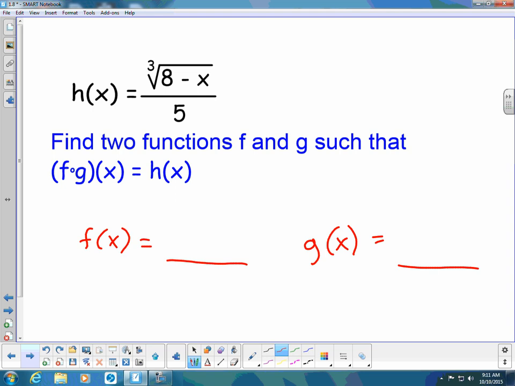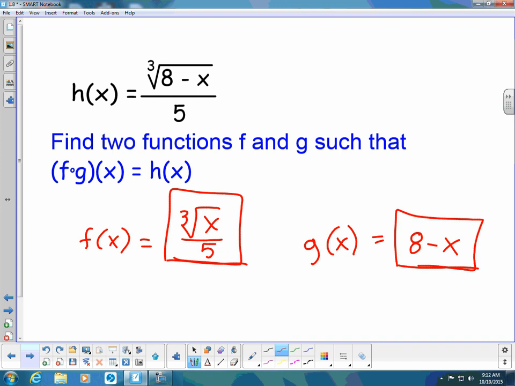All right, well, lots of different answers are possible here. One possible answer is that g of x was 8 minus x, for example. And the f of x function then would have been cube root of x over 5.